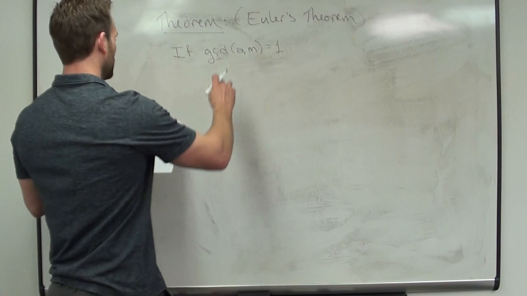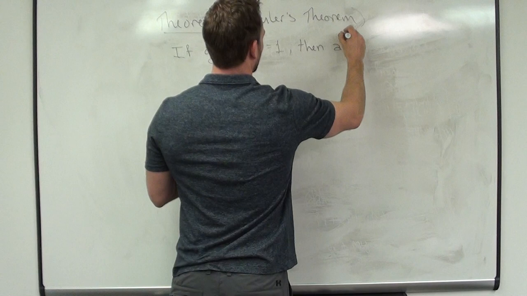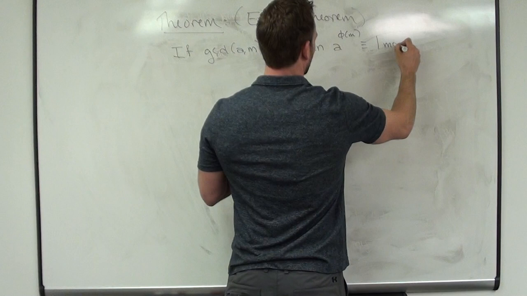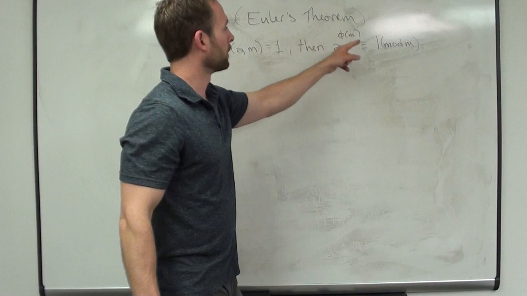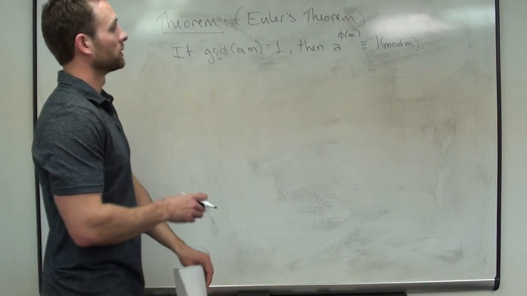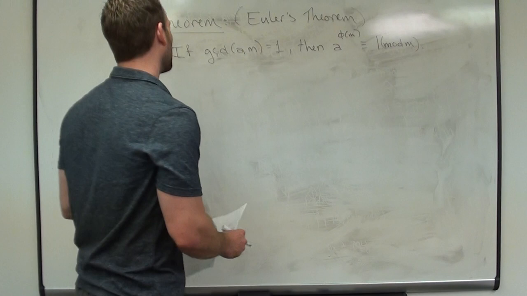If the GCD of a and m is equal to 1, then a raised to the phi of m is going to be congruent to 1 mod m. Remember, if m is p, phi of p, as we had up here earlier, is p minus 1, right? a to the p minus 1 congruent to 1 mod p. Alright, so Fermat's theorem is a special case of this, right? So this is a stronger, more general theorem that we're looking at here.